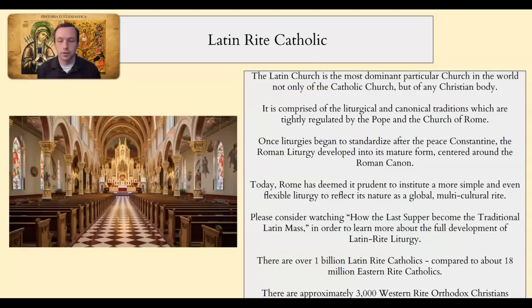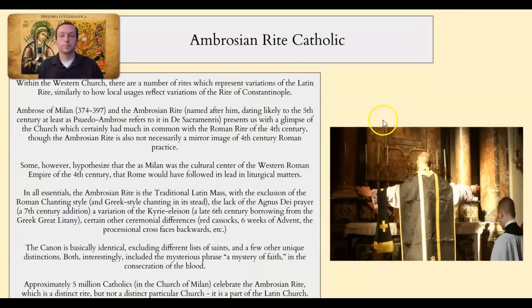There are approximately 3,000 Western Rite Orthodox Christians, and so that's a tiny little section of Orthodox that practice the traditional Latin Mass, but are in a state of schism, not in communion with Rome. There are a few other Western rites that are a part of the Western Church. The Ambrosian Rite is one of the rites that's celebrated in the city of Milan.